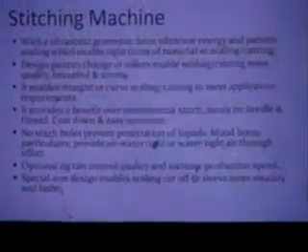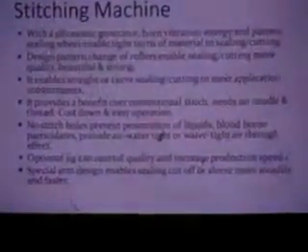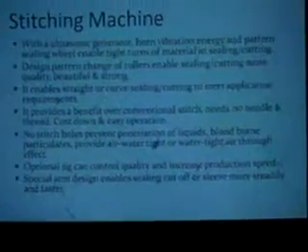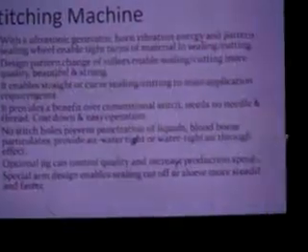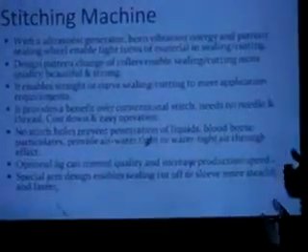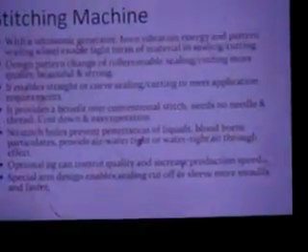It provides a benefit over conventional stitching. It needs no needle and thread, which brings cost down and makes operation easy. No stitch holes prevent penetration of liquids and bloodborne particulates. It provides an airtight or watertight effect. The operational jig can control quality and increase production speed. The special arm design enables sealing, cutting off or sleeve work more steadily and faster.